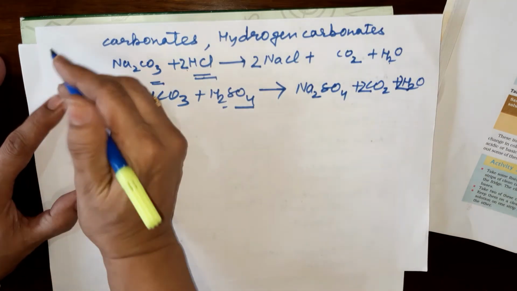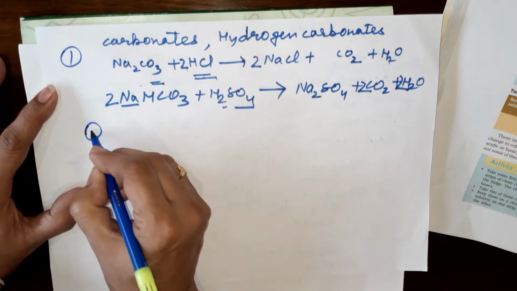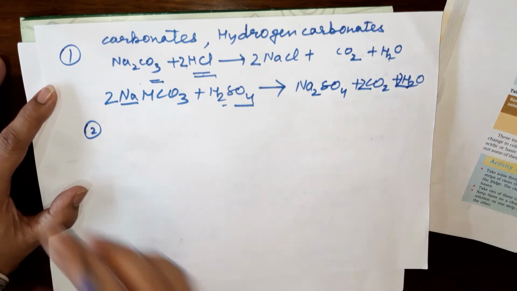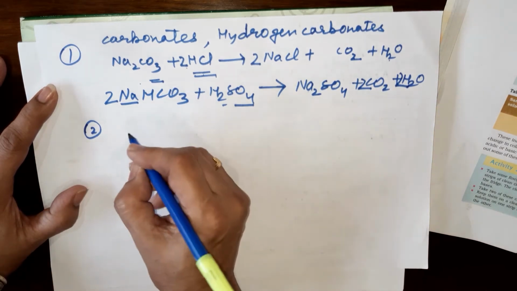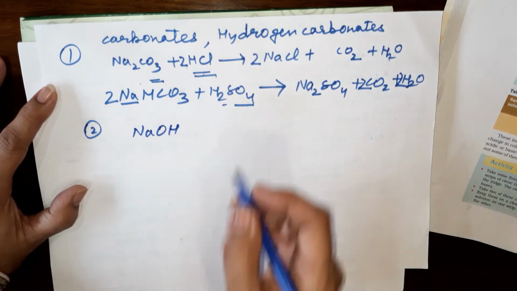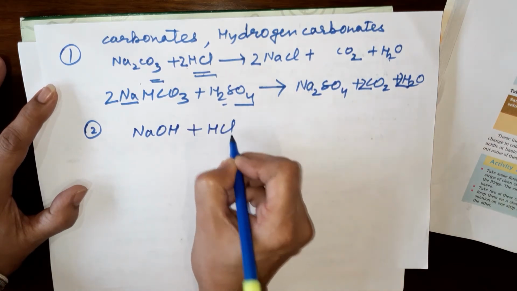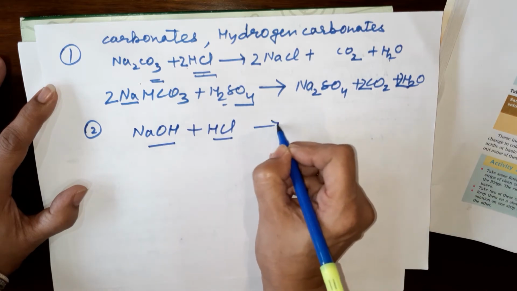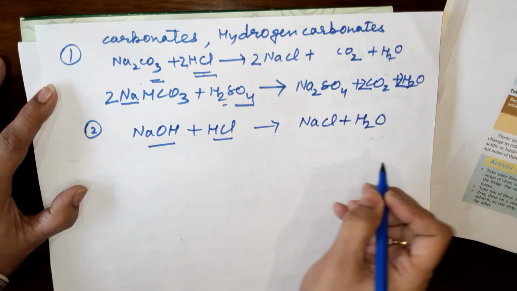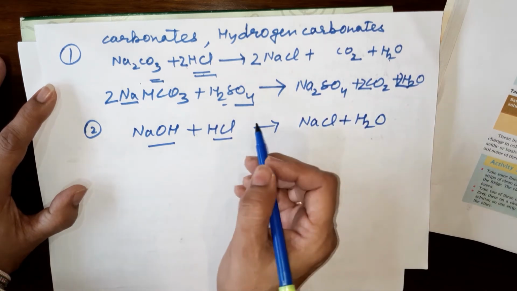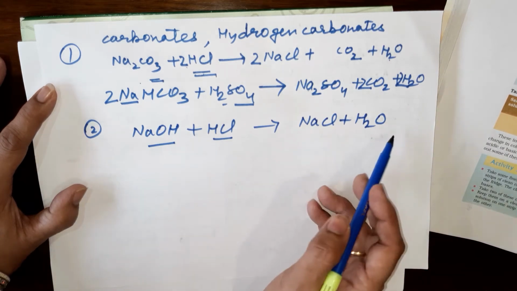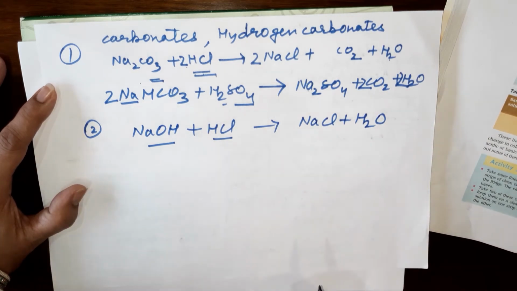Then we did the first. Then we are going to do when it reacts with a base, here NaOH, base. When it reacts with a base, this is acid, this is base, so it will form NaCl plus H2O. So you understand salt and water are formed, and this reaction is called neutralization reaction. Okay, this reaction is balanced.